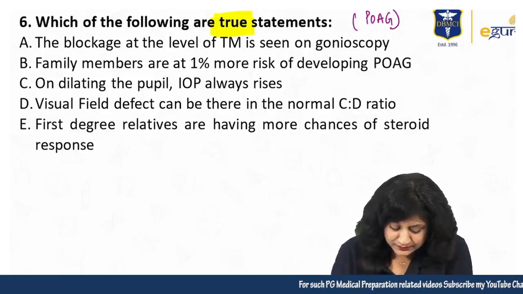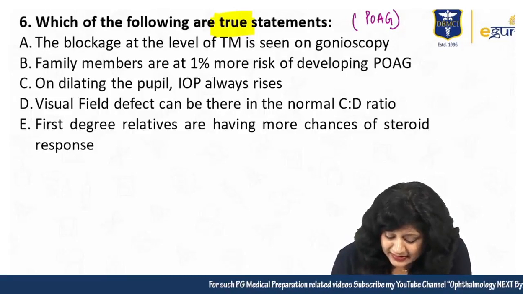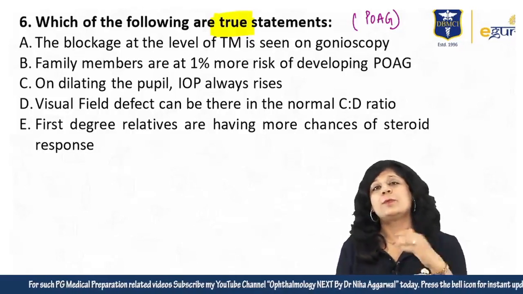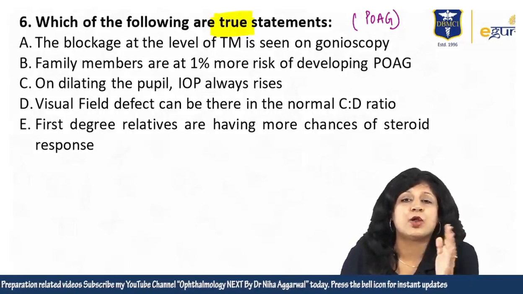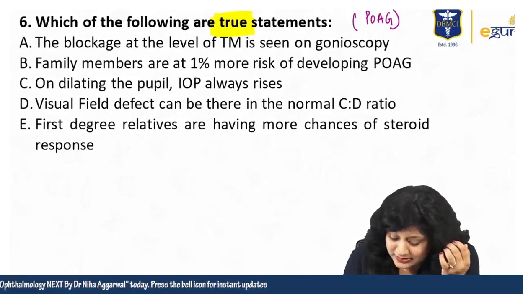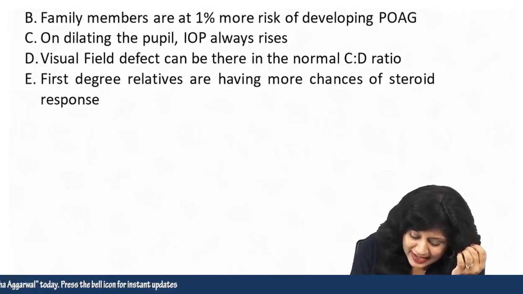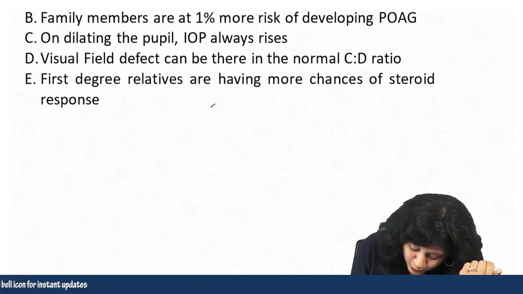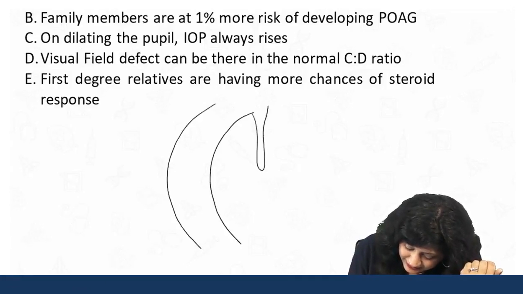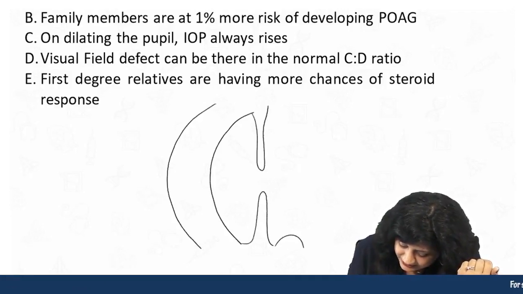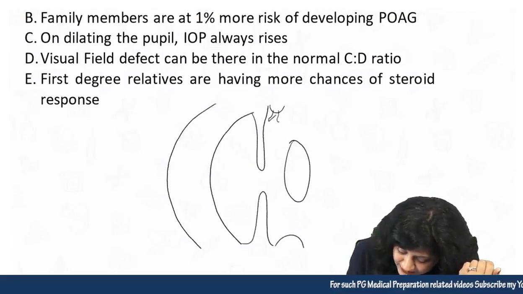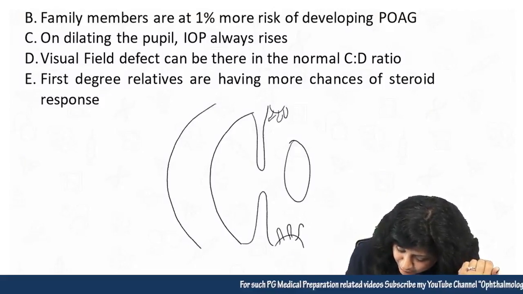The blockade at the level of TM is seen on gonioscopy. What they are saying is that in open angle glaucoma you are able to see the block at the level of trabecular meshwork. Now this is a tricky question, because if you remember, when we classify the glaucoma and we draw the diagram, these are the layers of the cornea, and this is your iris, the ciliary body, the lens. Okay, and you know that from the ciliary processes is the formation of the aqueous humor.